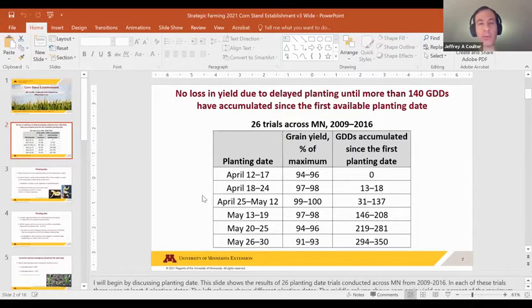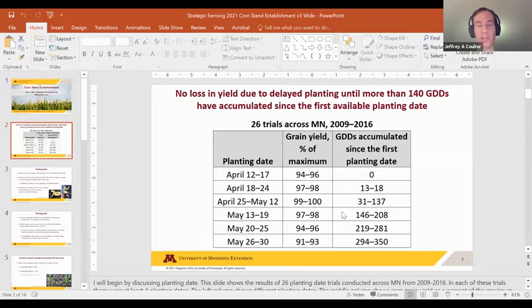If we look at this data, what we see is that a planting date between April 25 and May 12 produced the highest yield on average. With that planting date, the number of growing degree days that had accumulated up to that planting date was between 31 and 137. Now, if we look a little further, for a May 13 to May 19 planting date, the yield on average was reduced by 2 to 3%, and the number of growing degree days that had accumulated up to that point was between 146 and 208 growing degree days.